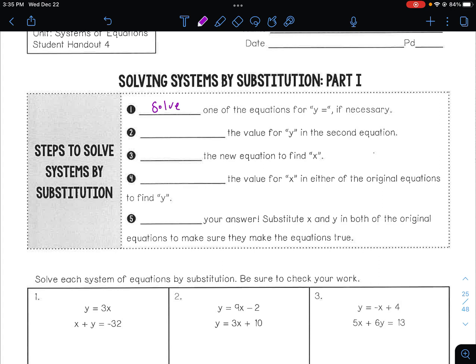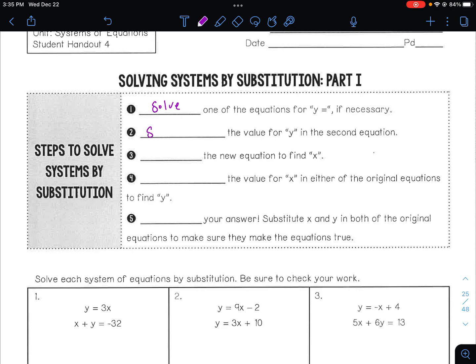What we mean by that is, if you have 3x plus y equals, I don't know, 10, solve for y means you want y to be by itself. So you want to get rid of this 3x by subtracting 3x. Those cancel each other out. Subtract 3x on both sides. You end up with y equals 10 minus 3x, or negative 3x plus 10. So that's what we mean by solving for y. Get it by itself. Step two: substitute the value for y in the second equation.